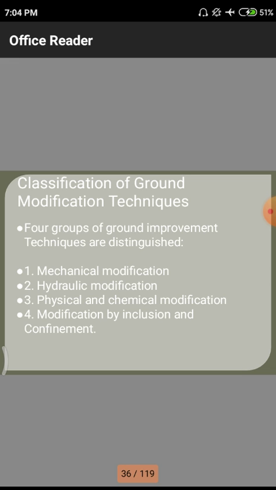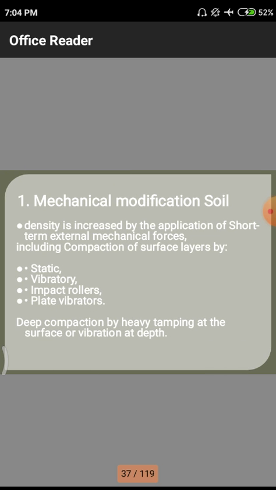Next we have modification by inclusion and confinement. Inclusion means we include different kinds of materials in the soil, so that we can confine the soil with particular parameters. First we have the mechanical modification of the soil. In mechanical modification we mainly have these kinds of vibrators. What is a vibrator?